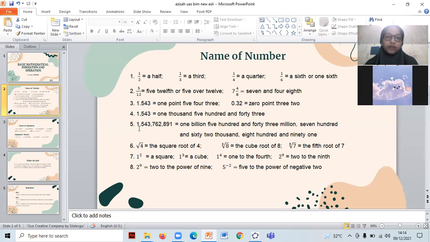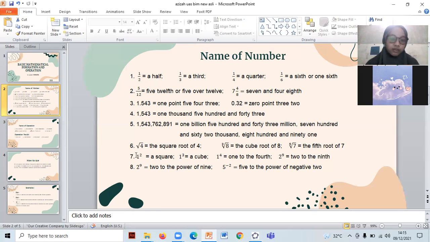Okay, next, number 5. We can read this 1,543,762,891. Next, in number 6, we can read this the square root of 4 because in the square root is number 4. Next, we can read this the cube root of 8 because in the cube root is number 8. Next, we can read this the fifth root of 7 because the fifth root is number 7.